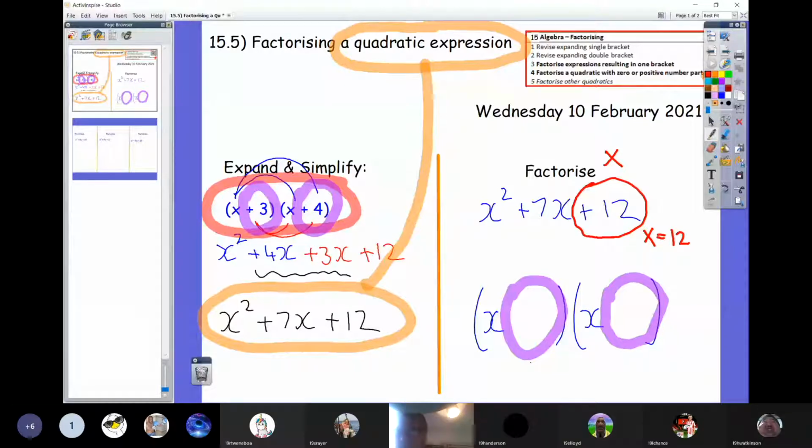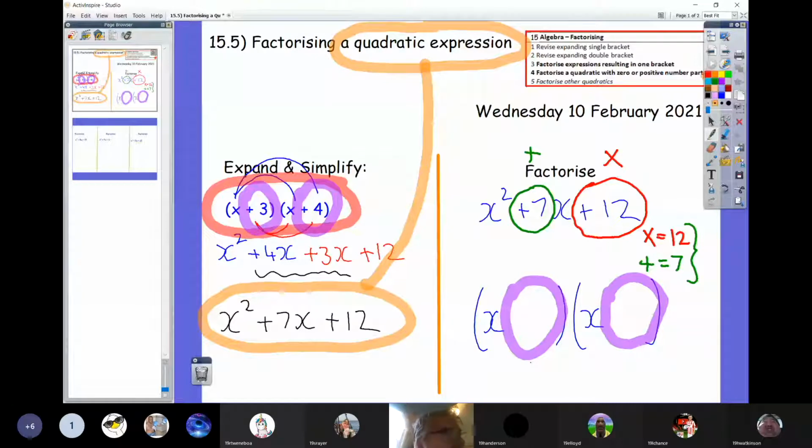Now, at the same time, the other criteria they have to satisfy, when you add these two magic numbers together, you have to get the number that is in front of the x. So on this occasion, that is 7. So you've got to say to yourself, which two magic numbers, on the one hand, when I multiply them, do I get 12? But on the other hand, when I add them, I get 7.